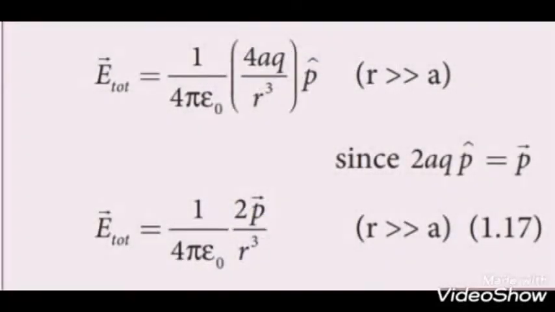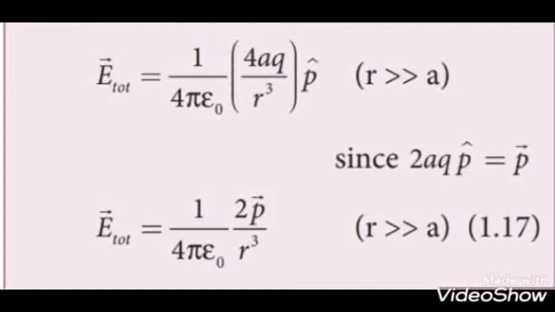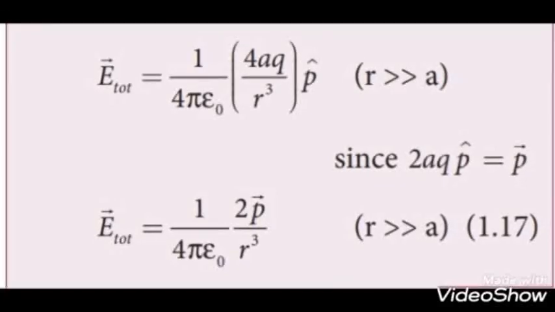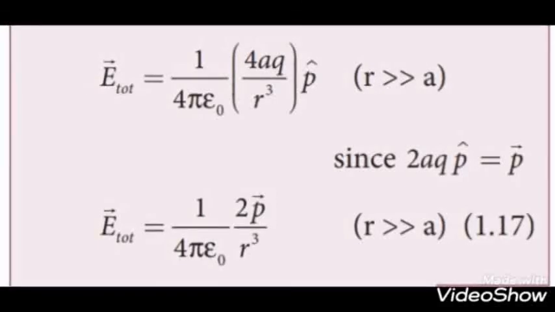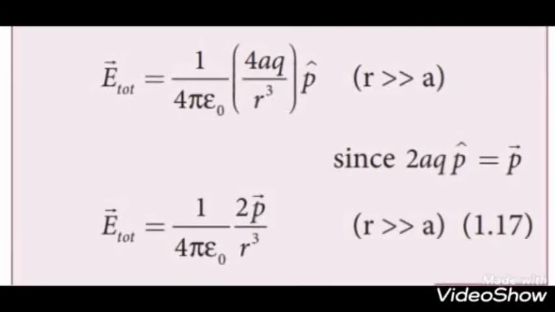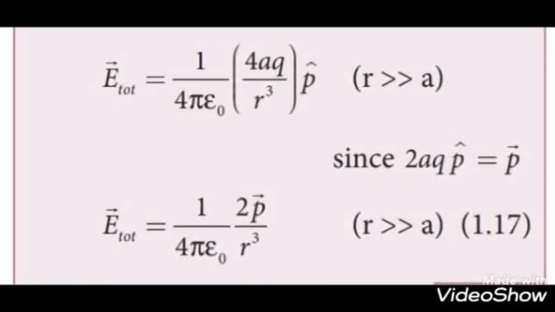If the point C is very far away from the dipole, that is r is greater than a, a is very small, so we neglect it, so we get r power 4. Substituting the value in the equation, we get the value of 1 by 4 pi epsilon naught into 2 p vector by r cube.